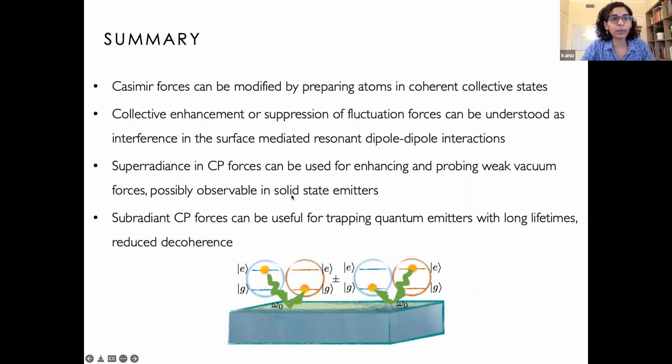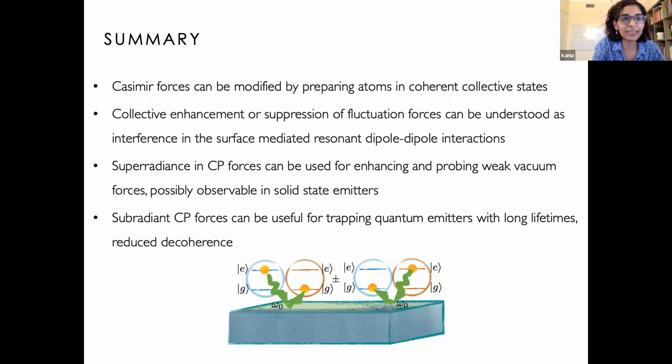Okay, so to summarize this part of my talk, I just want to reiterate that vacuum forces can be modified by preparing atoms in coherent collective states, and this effect can be understood in terms of interference in the surface-mediated resonant dipole-dipole interactions. And there are several applications to be explored with regard to sensing weak vacuum forces with superradiant emitters, and possibly using subradiance to build traps for trapping particles near surfaces.